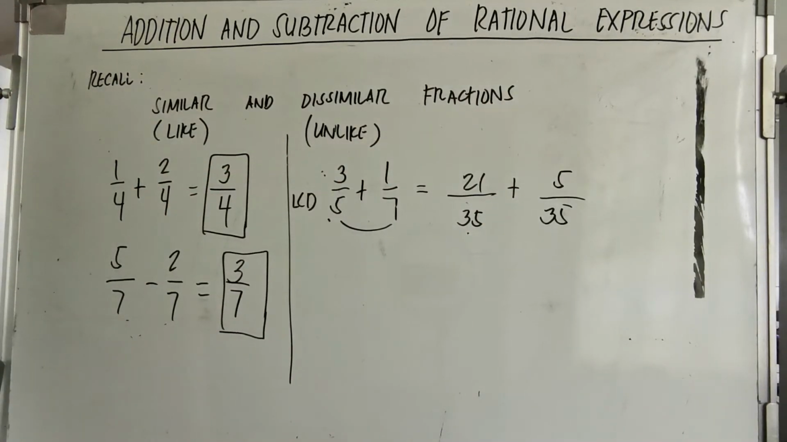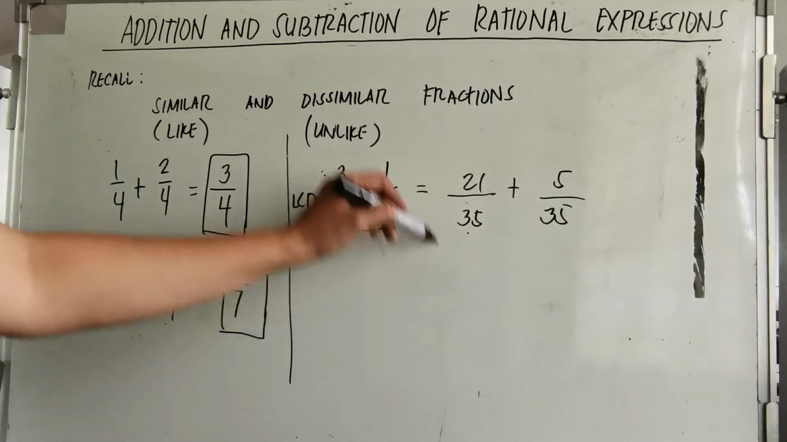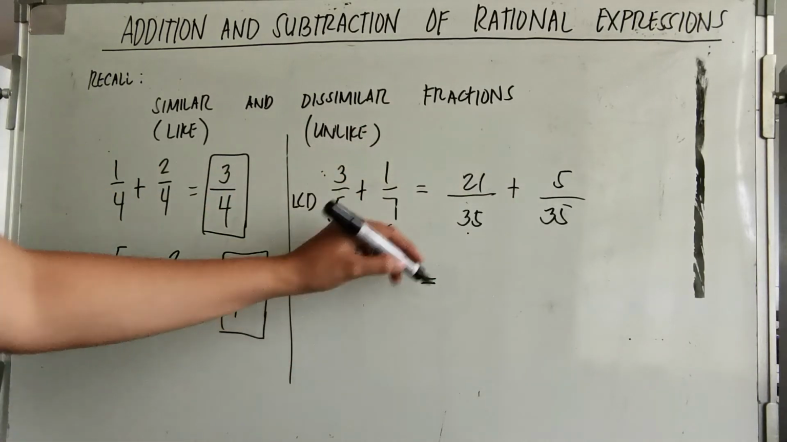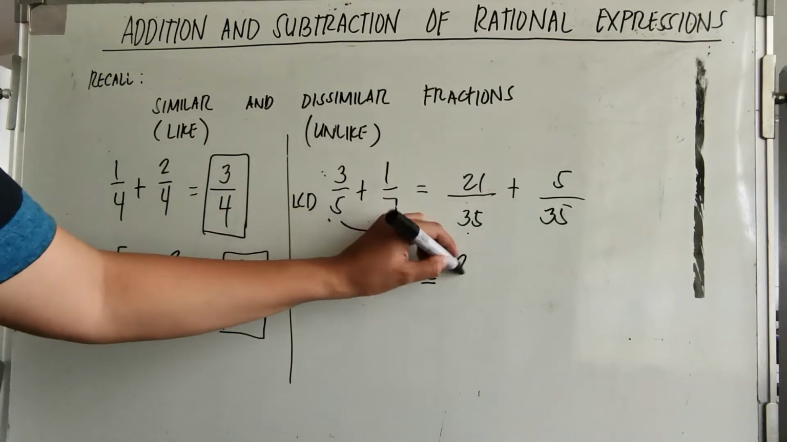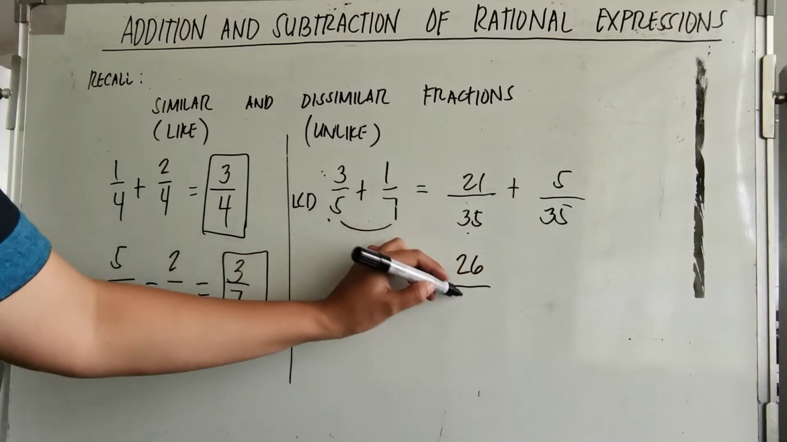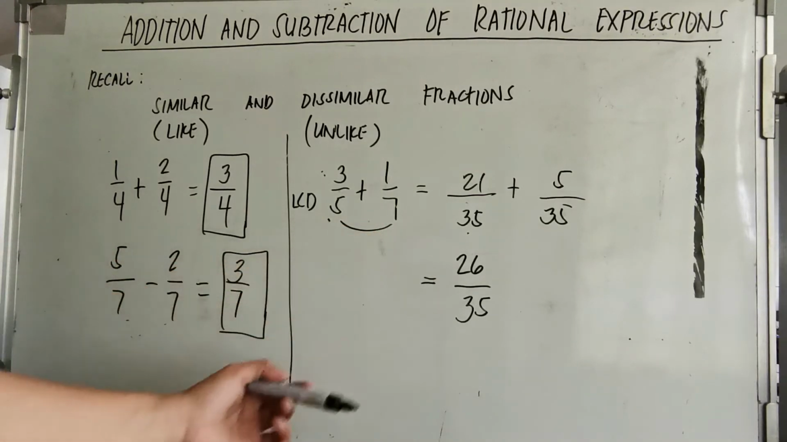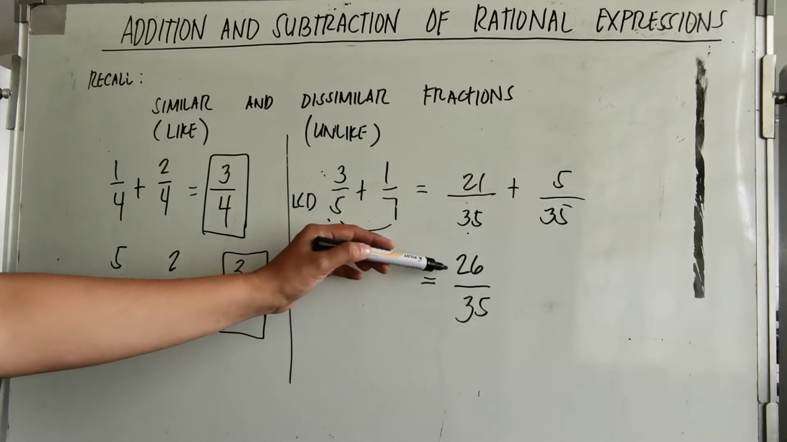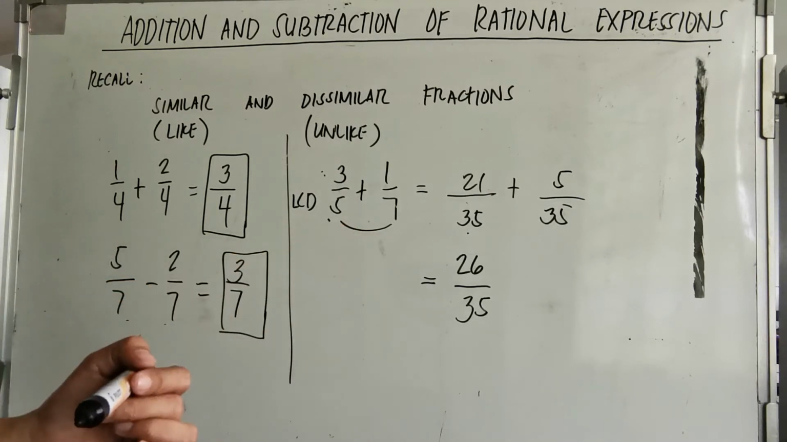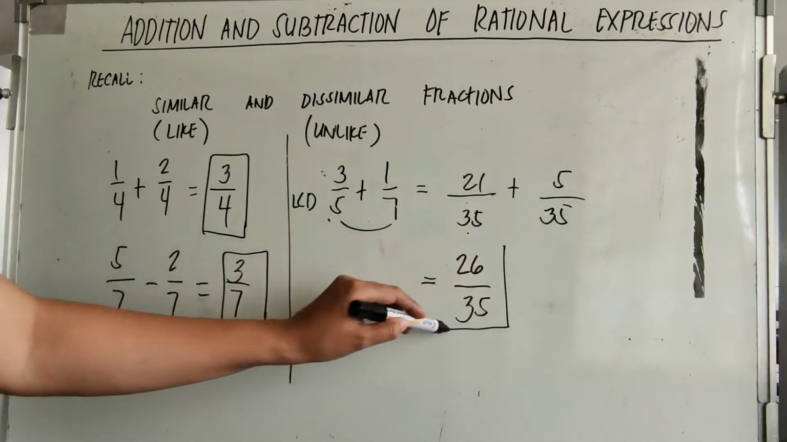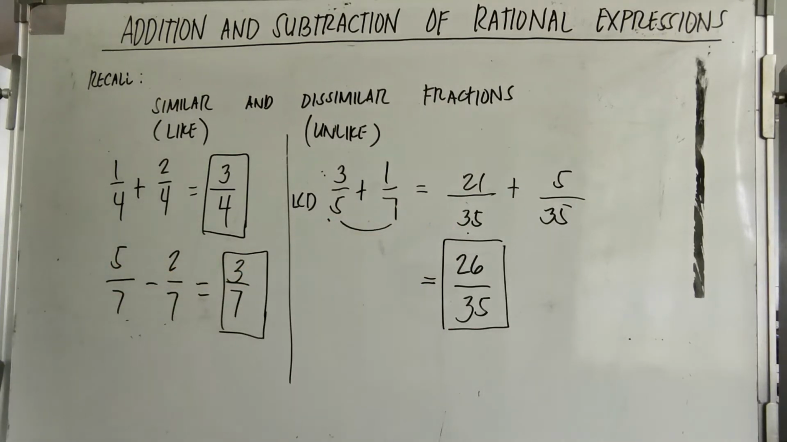Yan. So, since naging similar fraction na ang ating given, pwede na natin siyang i-add. So, 21 plus 5 is 26. Then, copy our denominator. Okay, next step is to get the simplest form. Pero kung titingnan natin, we have 26 and 35. So, wala na tayong common factor na pwedeng i-divide sa dalawang number. Ibig sabihin nun, eto na ang ating sagot.